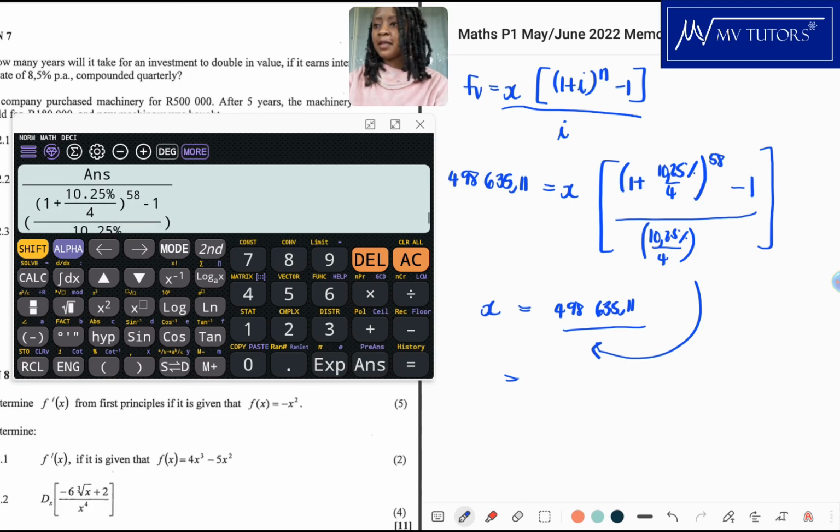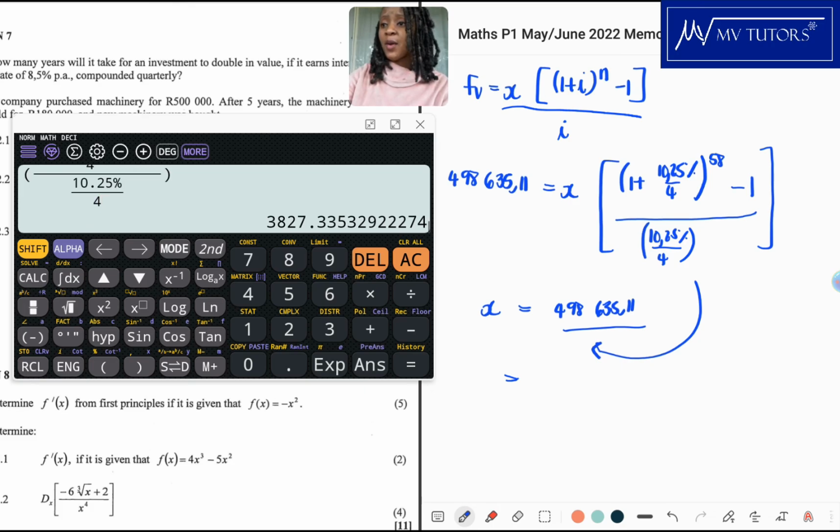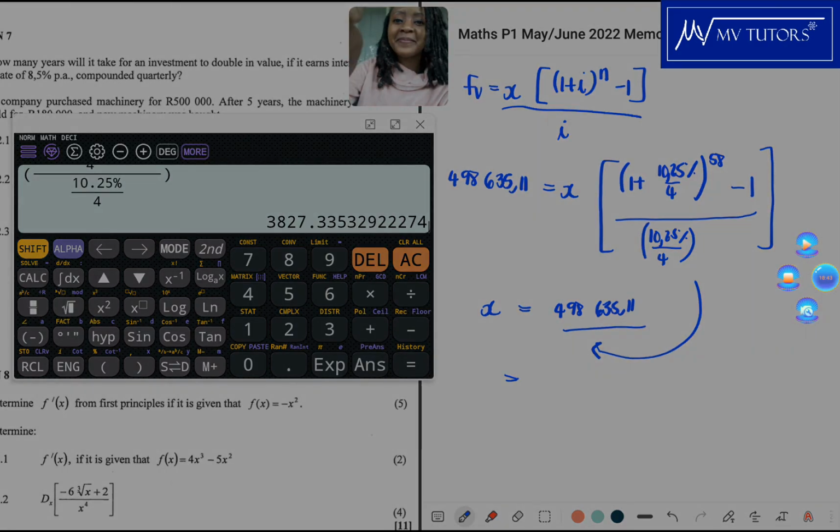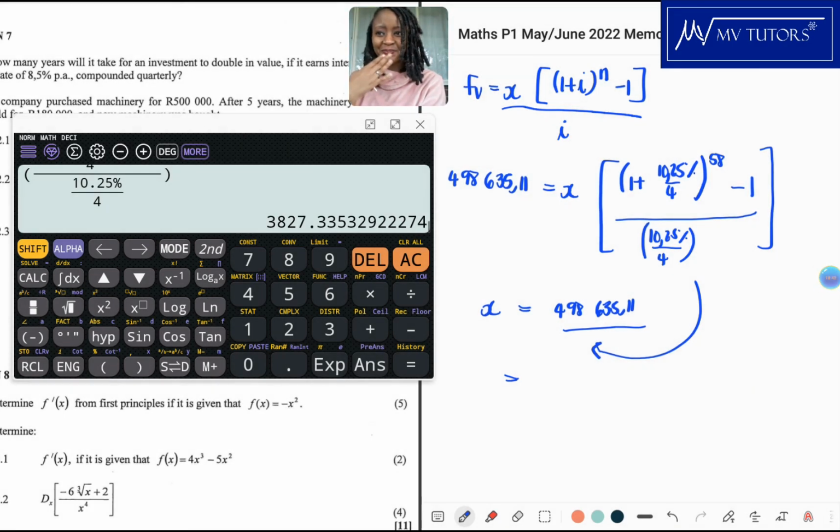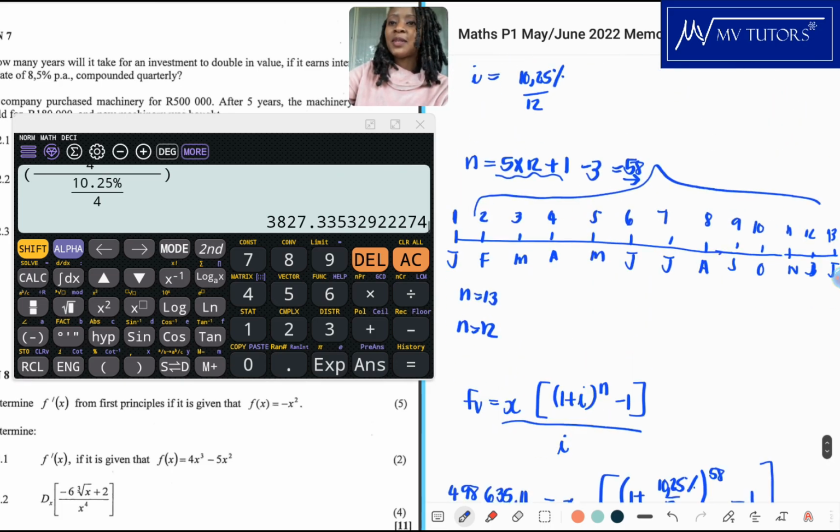Okay, so I have 1 plus 10.25%, 58 minus 1, and then 10.25 divided by 4. Okay, somewhere I made an error. Let me check. Okay, I'm seeing my error. I forgot, guys. This is supposed to be 12. This is compounded monthly. Why did I put 4?